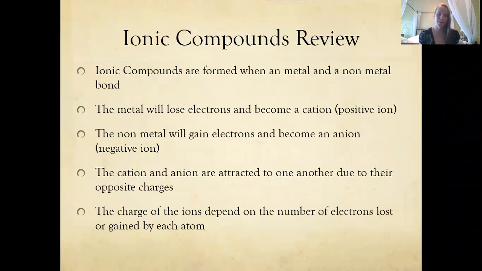So just a reminder, an ionic compound is formed when you have a metal and a non-metal bond to one another. The metal is always going to lose electrons, so it becomes positive, so we call it a cation. The non-metal always gains electrons, becoming negative, so we call it an anion. And then the opposite charges of the cation and anion attract one another, which is how the ionic compound actually bonds. The charge of the ions depends on how many electrons are lost and gained, which is dependent on the number of valence electrons that the atom had originally.